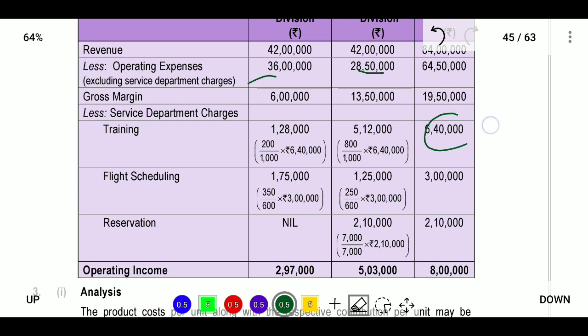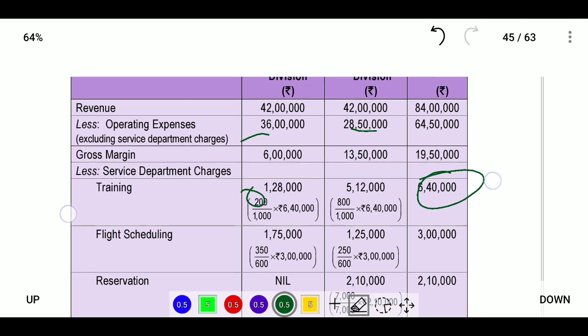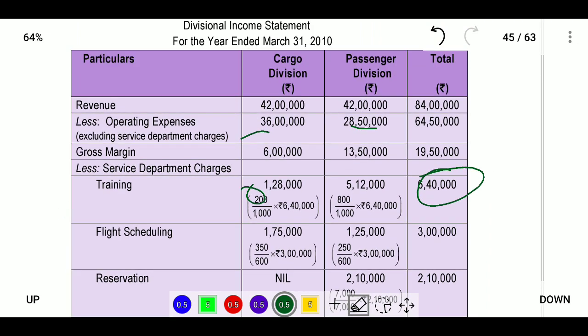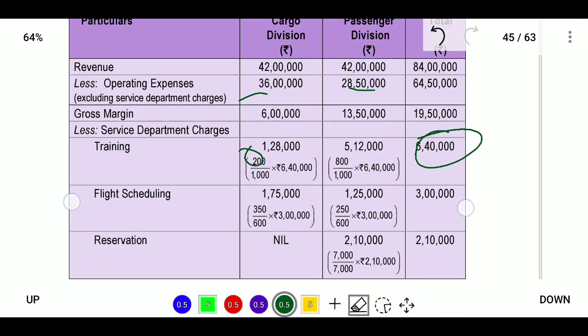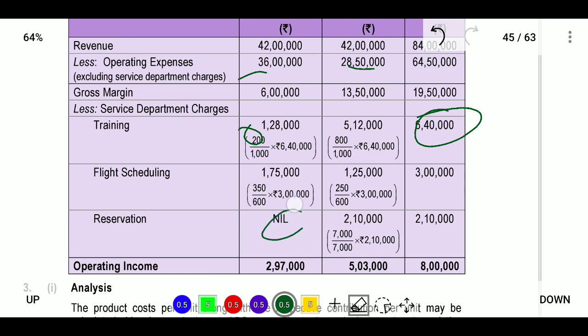We will take the total 6,40,000 and divide it by 200, and the total number of persons trained was 100. We will take how many members are there in cargo and how many members trained in passenger, and allocate accordingly. Flight scheduling and reservation will be charged only to the passenger flight, because we do not have any reservation in cargo. We will get the correct operating income. This is 8 lakhs. This is the answer they provided.